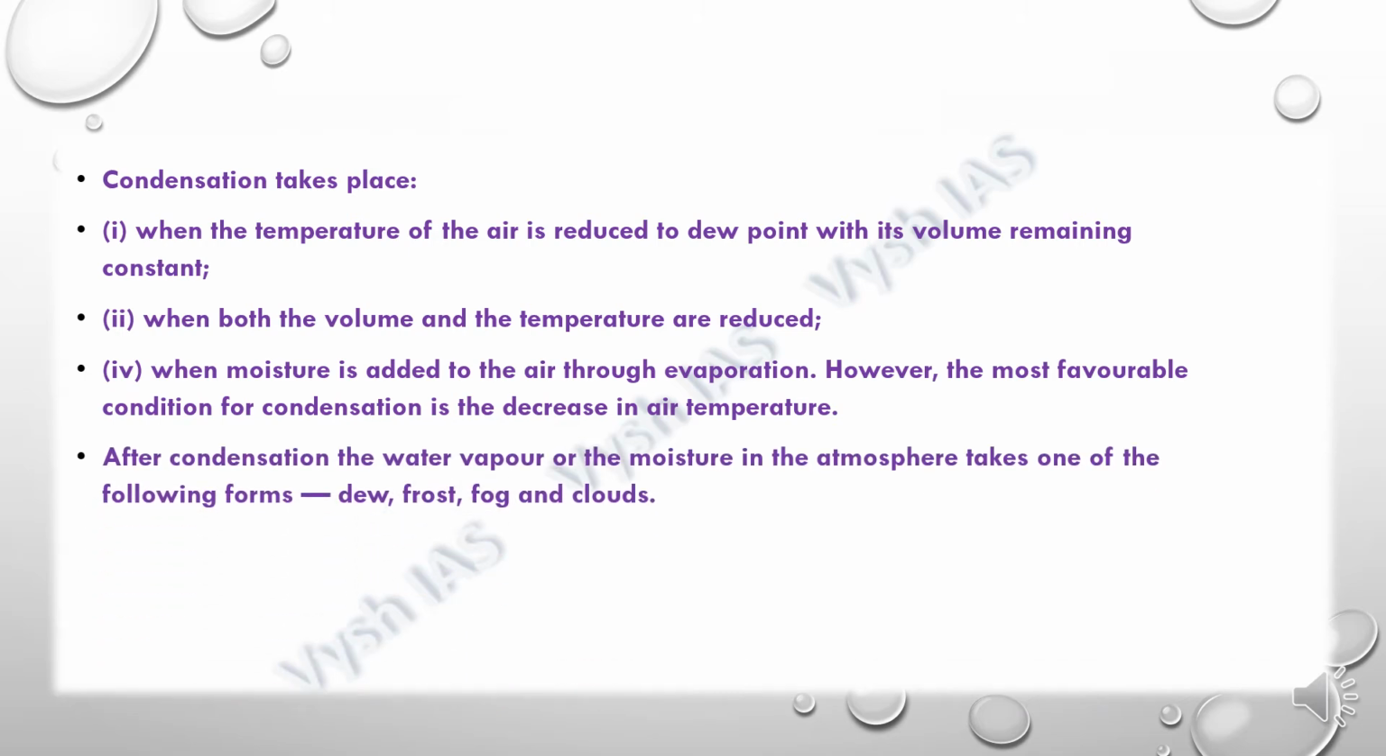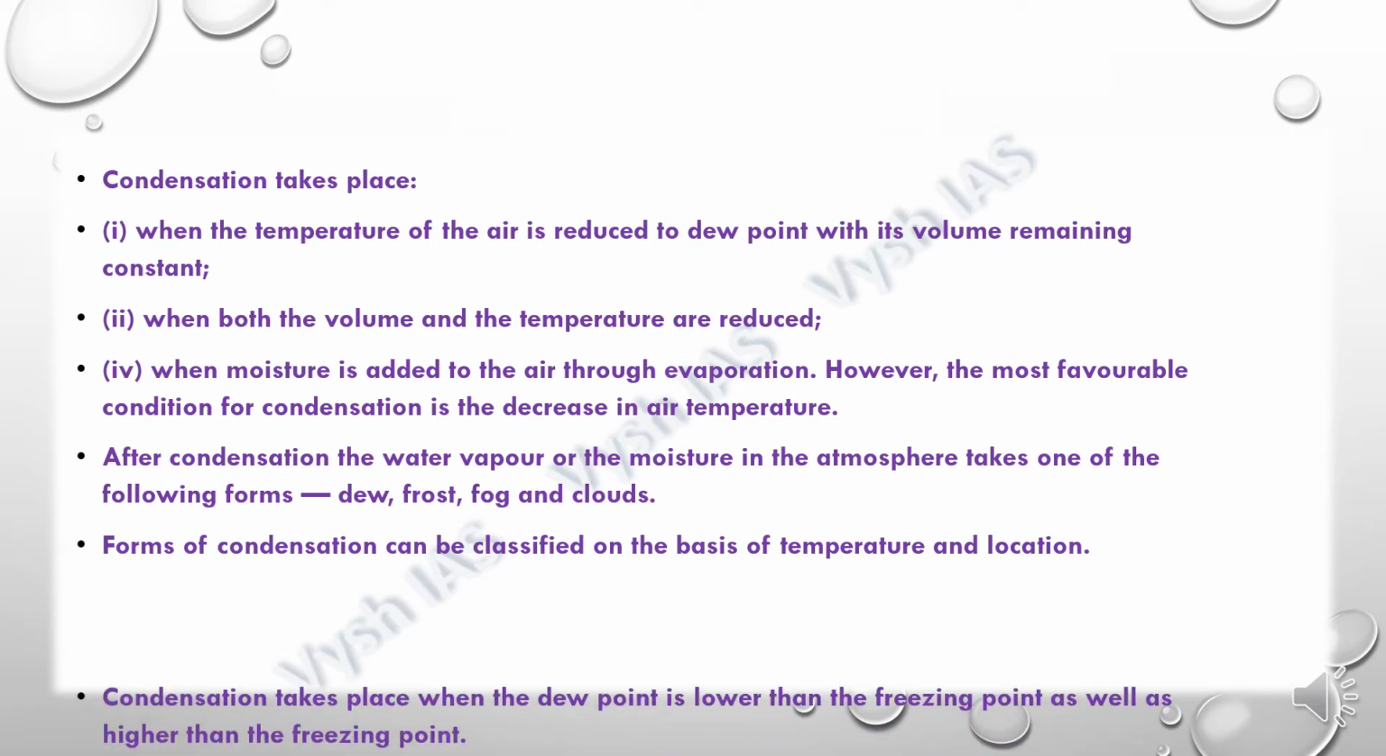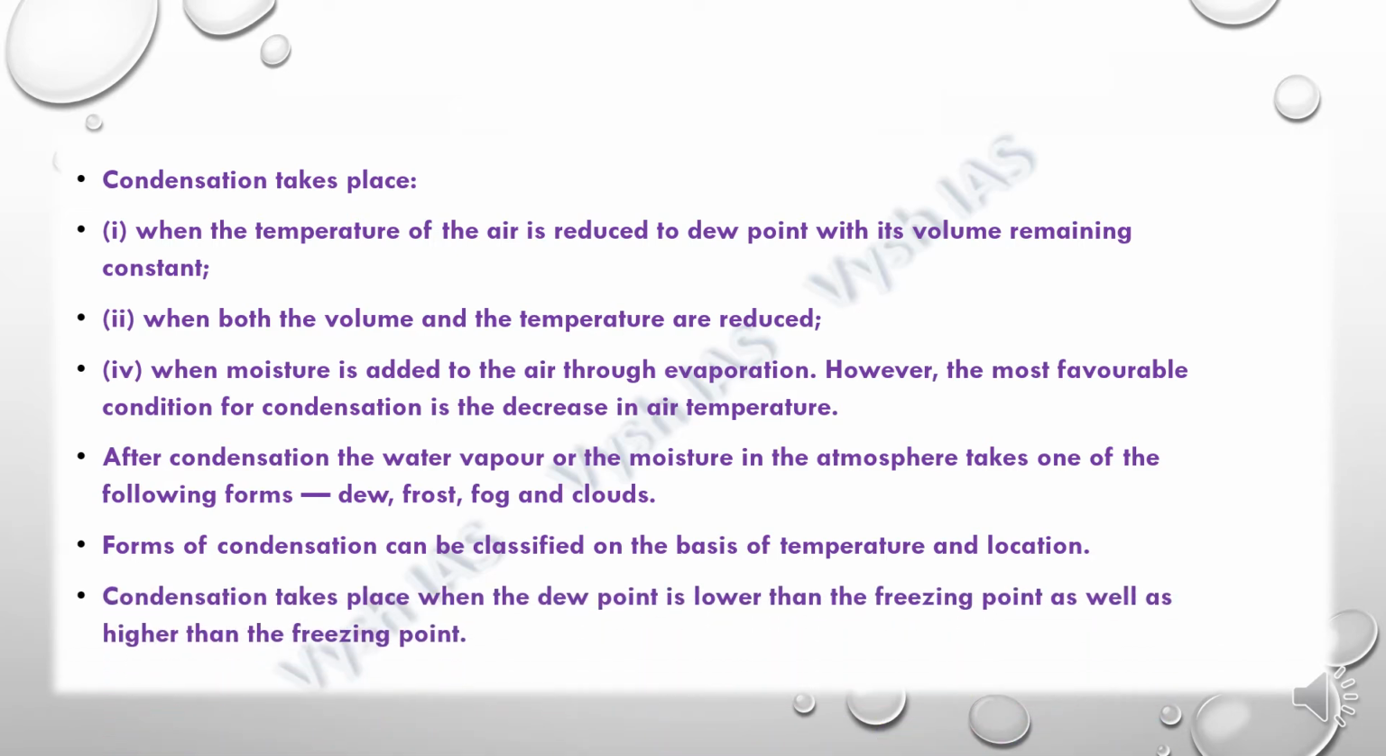So after condensation, the water vapor or the moisture in the atmosphere will take one of the following forms: either dew, frost, fog or clouds. So forms of condensation can be classified on the basis of temperature and location. Condensation takes place when the dew point is lower than the freezing point as well as higher than the freezing point. In both conditions it can take place.